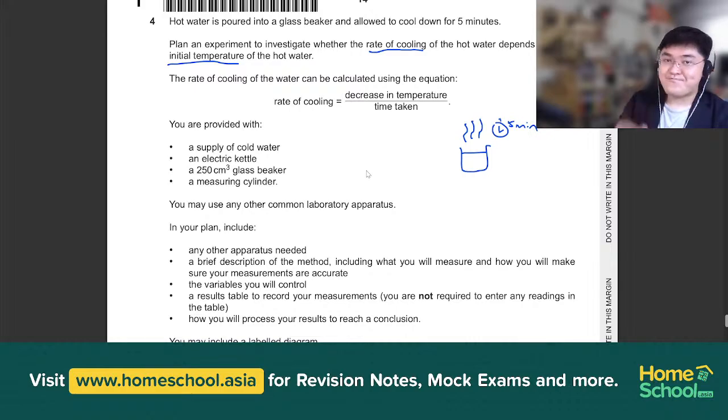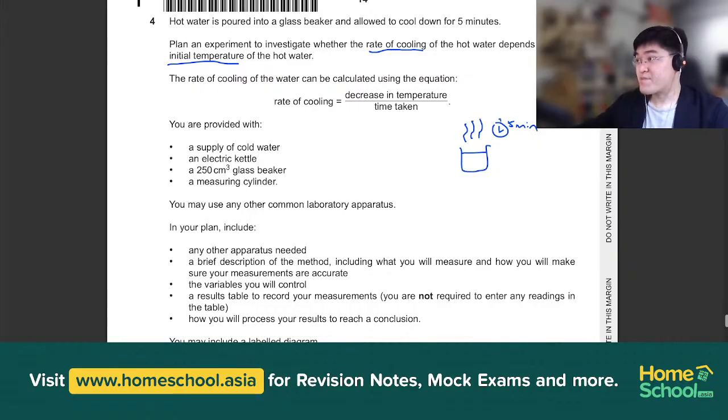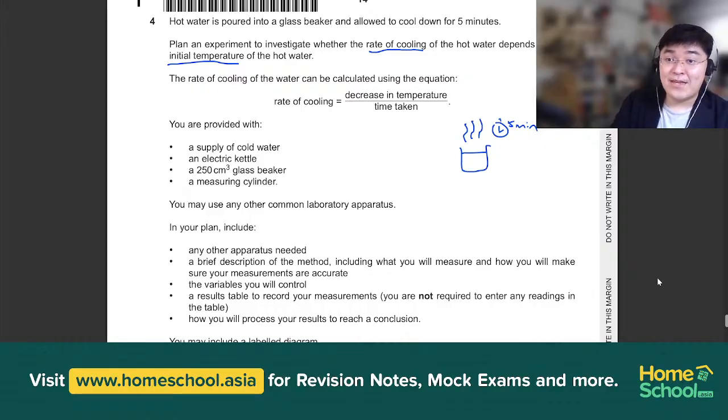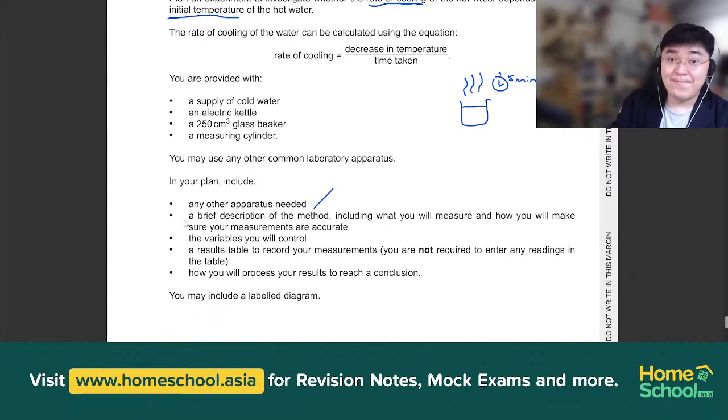In this particular question, you are already provided with a supply of cold water, an electric kettle, a 250 cm cube glass beaker, and a measuring cylinder. And we are to include any other more common laboratory apparatus. So in our plan down here, we need to include what other apparatus is needed, and a brief description of how to perform the experiment, including what you need to measure and how you make sure your measurements are accurate, okay?